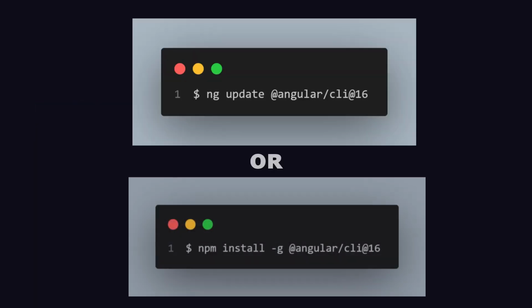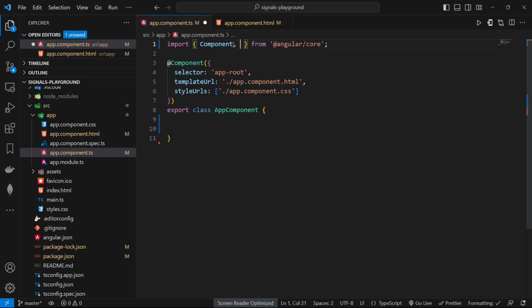Let's set up our environment. First, install Angular version 16 or update your current Angular project. Next, create a project if you haven't. Import Signal. Then, let's create our signal and call it counter.